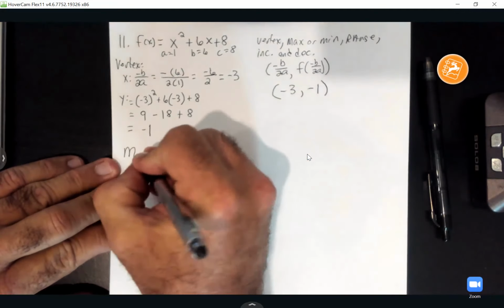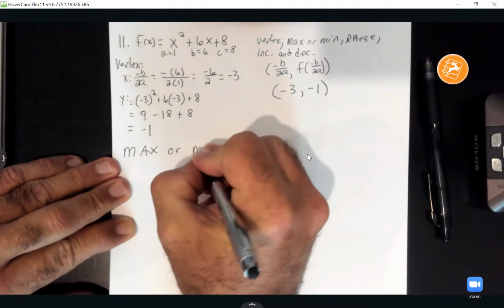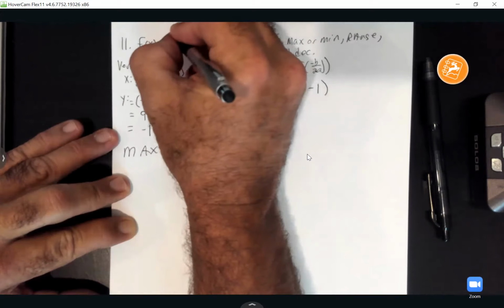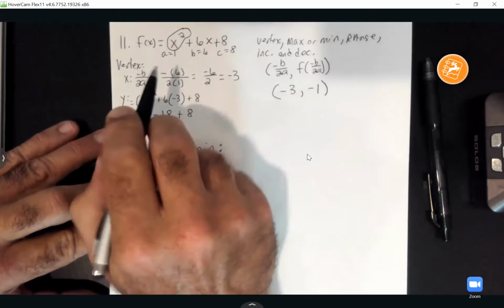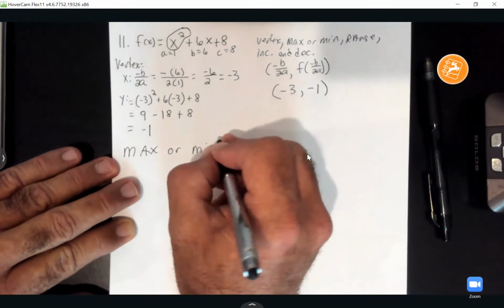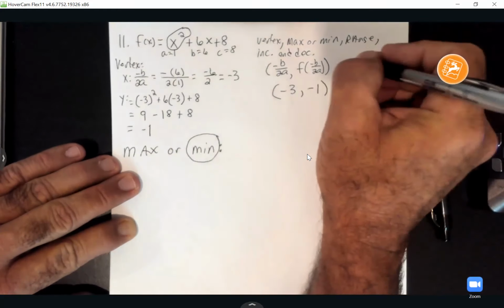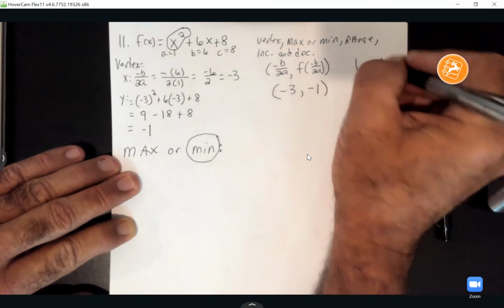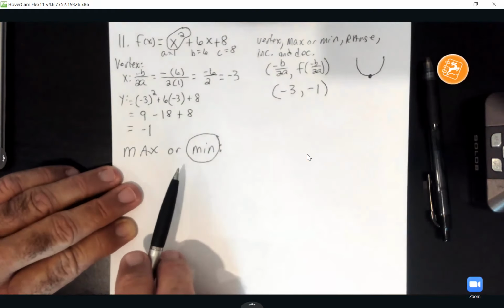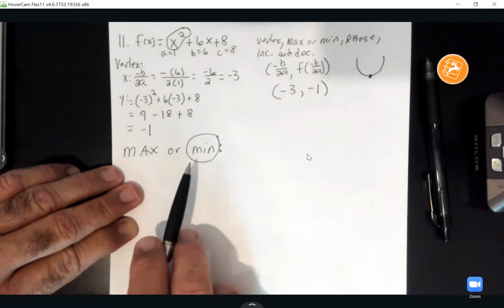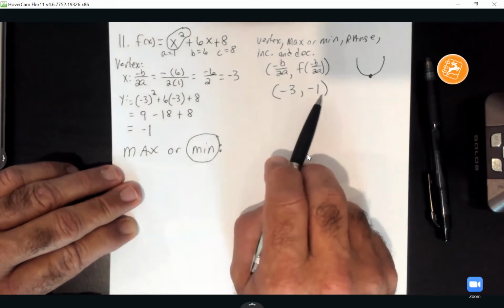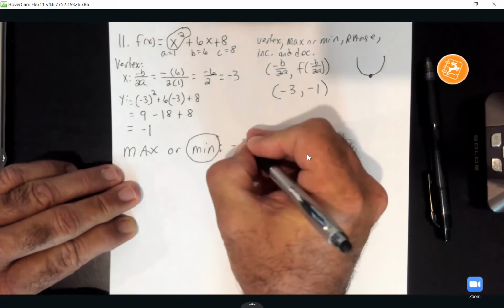So we'll put negative 3, comma, negative 1 in for our vertex. Now they want to know, is that a max or minimum? To tell if I have a max or minimum, I'm looking at the x squared term here. Since my a was a positive 1, this is going to be a minimum. Remember, this graph would be a U-shaped parabola. The value of that minimum is equal to the y value of my vertex. So the minimum value will be a negative 1.